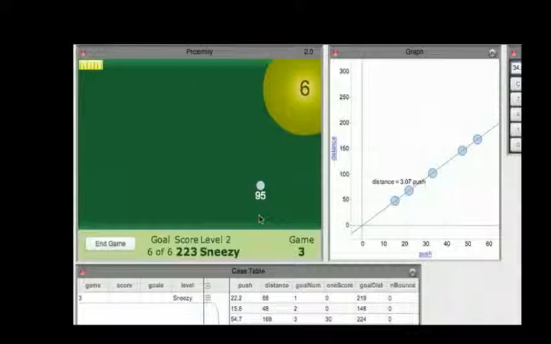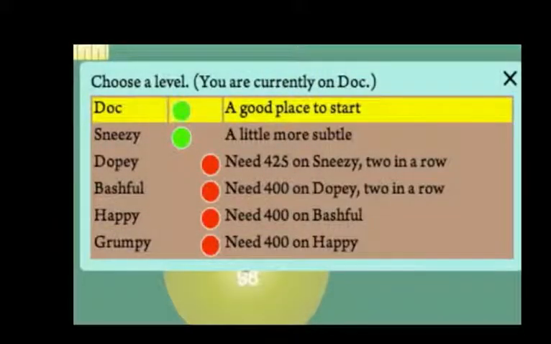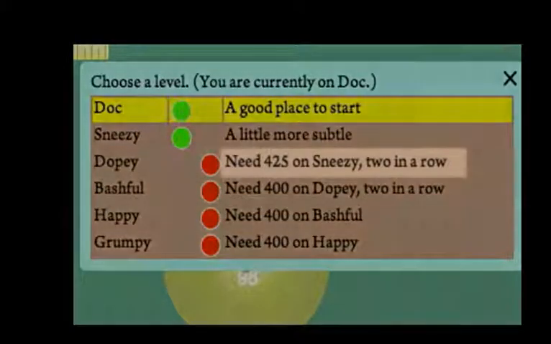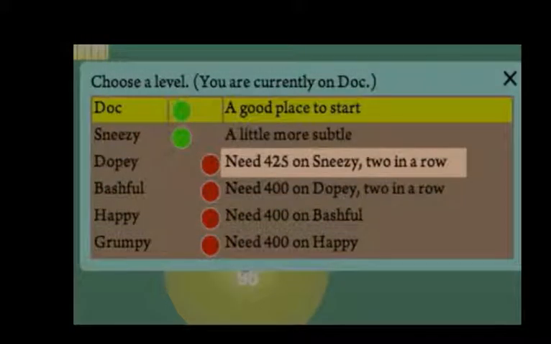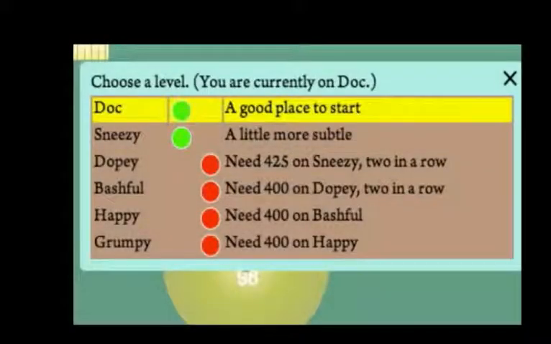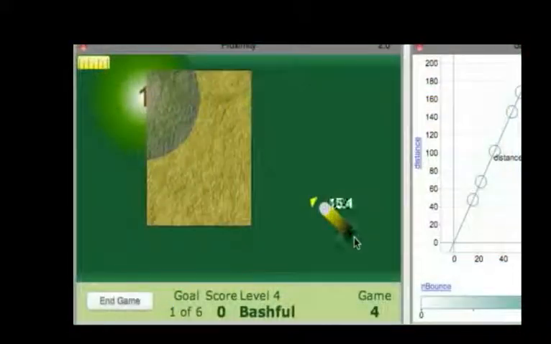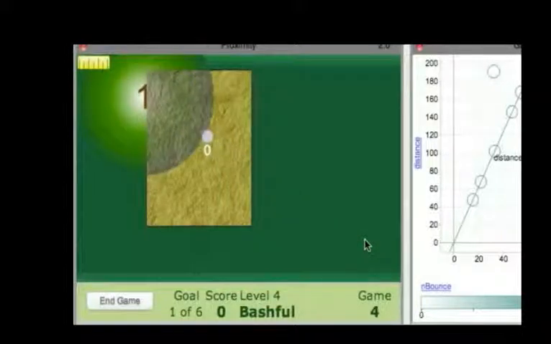In your class, you may have various goals for your students, but one good one is to unlock the Dopey level. To do that, students need to beat the Sneezy level twice in a row with 425 points. We find that getting 425 twice in a row usually means you really had to do some data analysis and be pretty careful. As you advance to higher levels, of course, things get more complicated.